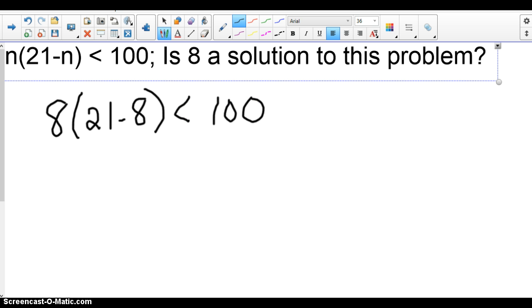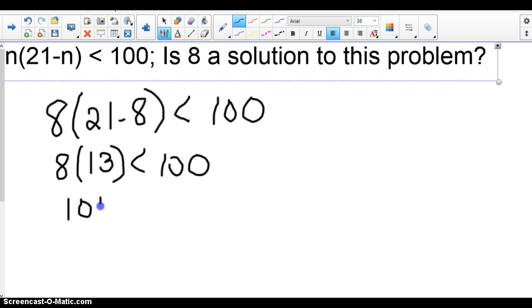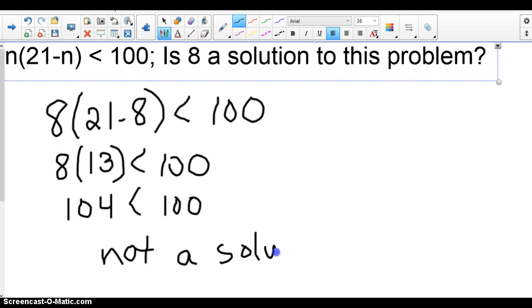And going back to our order of operations, we know that we have to do what is inside the parentheses first before we do this multiplication. So we've got 8 times 21 minus 8, which is 13, is less than 100. And 8 times 13 is 104. Is 104 less than 100? No, it is not, so this is not a solution. 8 is not a solution to the inequality n times 21 minus n is less than 100. So that would not be a solution.